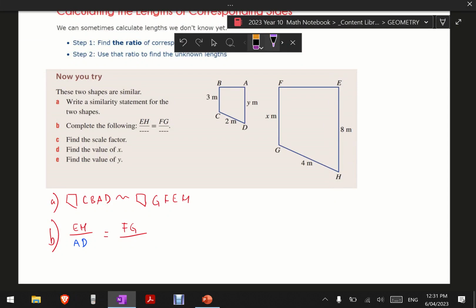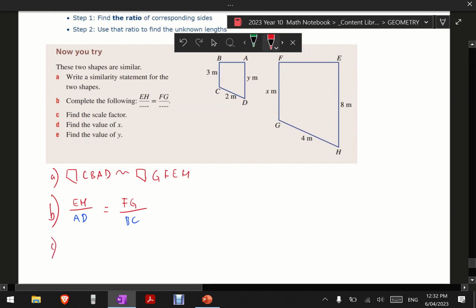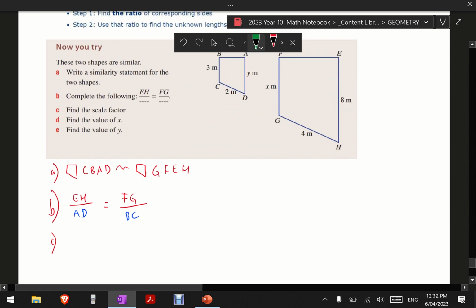is the same as FG on this trapezium. So where's its corresponding side on the other one? There, BC. Now what that's saying is, if you found the scale factor here with those corresponding shapes, it'll be the same as the scale factor here, or it should be. It would make sense. That's all that question is saying. So let's actually find the scale factor for part C. Find the scale factor. All right, so let's use the rule again, scale factor.